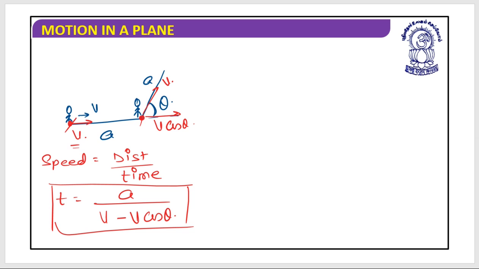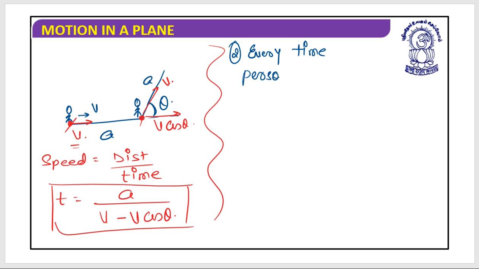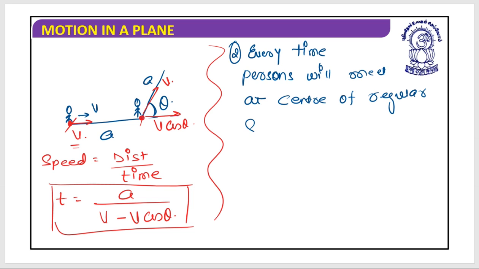Yes, I hope these things are clear. This is the time when they are going to meet. So my first task has been done. The second task is that every time, the persons will meet at the center of the regular polygon.